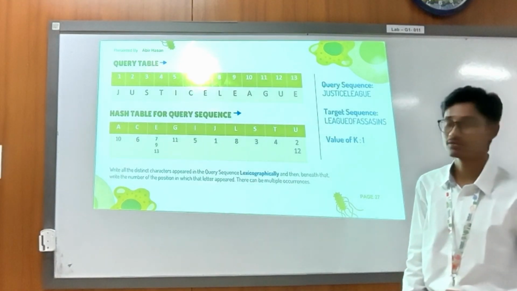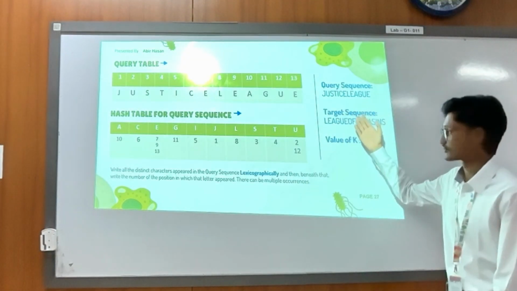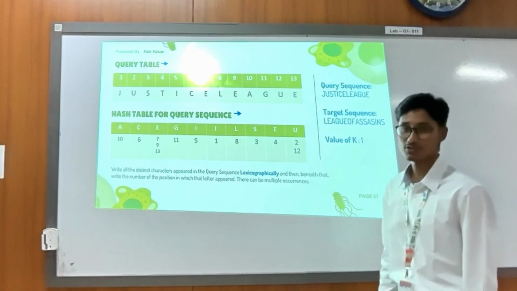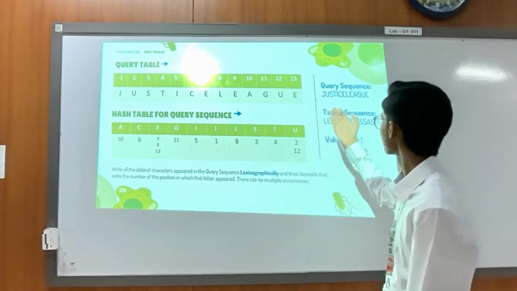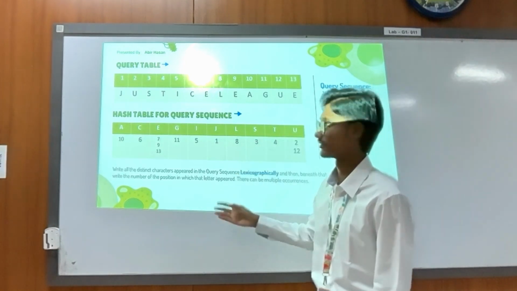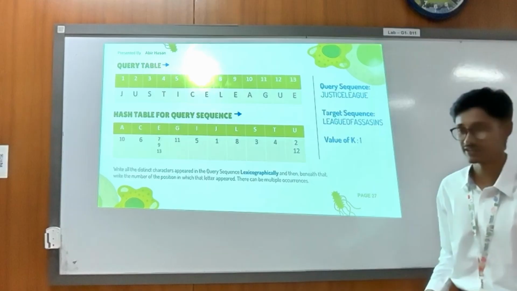First of all, to build a query table, we have to take a look at the query sequence. Here our query sequence is just this, as you can see. We will take each letter from the query sequence and put it in the table in a manner like 1, 2, 3, 4, 5, 6, 7. Just like that. It was very easy.